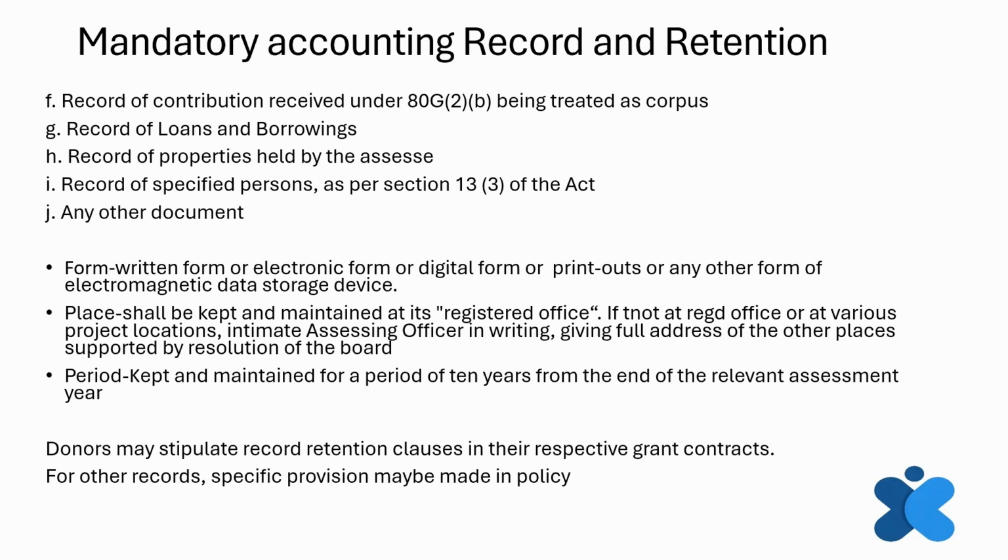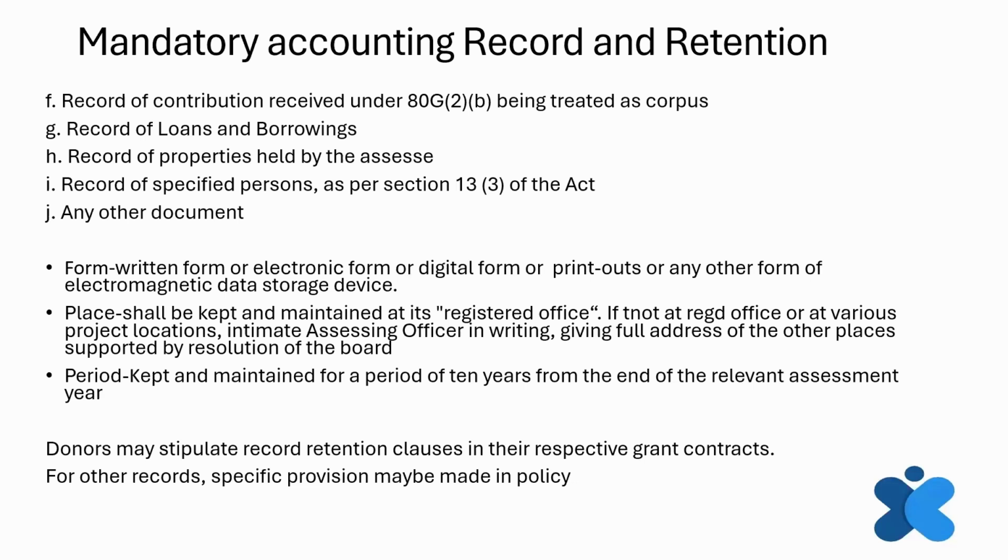So you can't say I don't have a fixed asset register. You have to have a fixed asset register because that is the record of properties held by the assessee, and the record of fixed foreign contribution assets separately, with a separate balance sheet and separate reporting in your annual return in FC4.